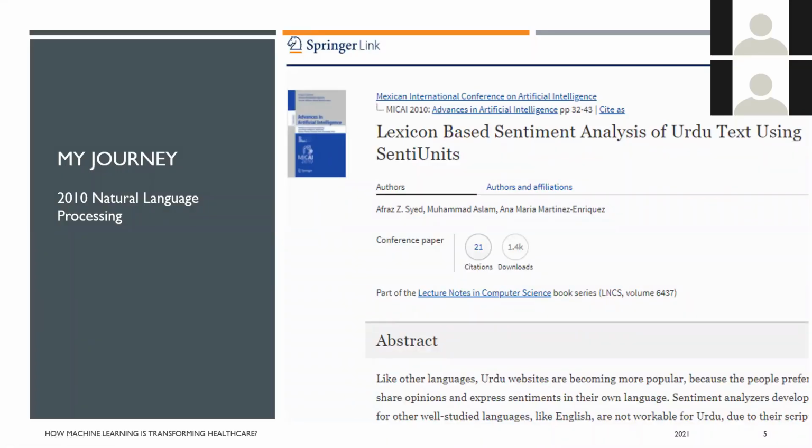Before plunging into the details of today's talk, let me share with you my story of machine learning research. In the early to mid-2000s, Google's popularity in most of the regions around the world boomed. So the researchers and developers started taking interest in machine learning of various languages. At that point, there were very scarce resources available, particularly in languages other than English. Hence, my research contribution in 2010, as you can see on the screen, was one of the pioneering efforts in the Urdu language processing. We proposed and implemented a lexicon-based sentiment analyzer using senti-units.